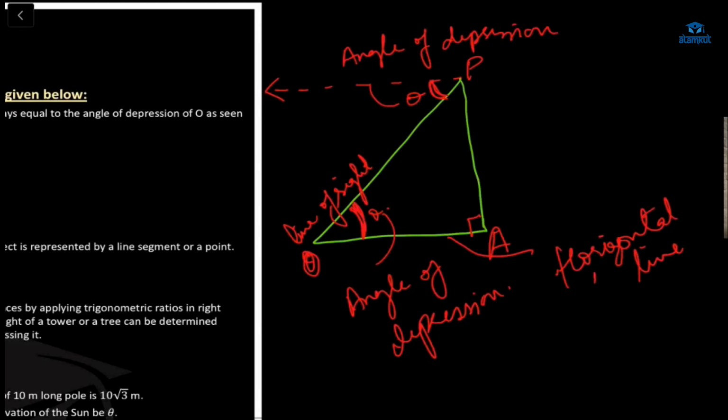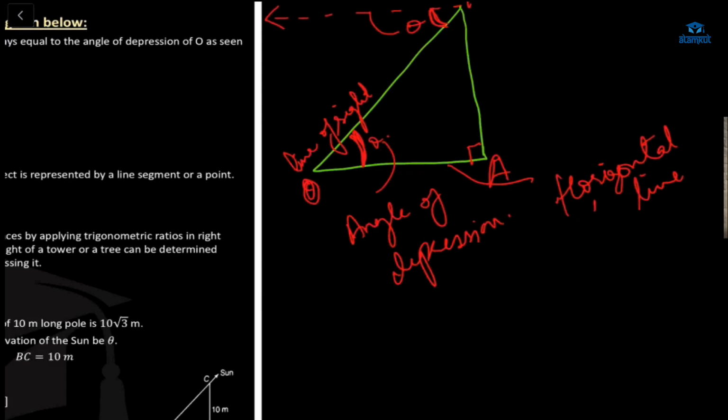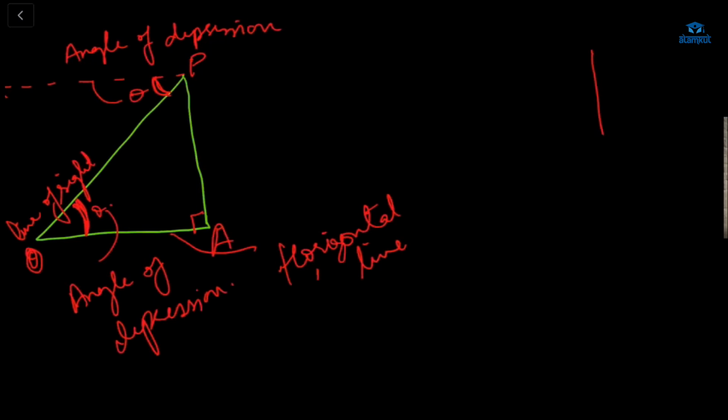The angle of elevation and depression are always acute angles. Remember that, because if you are measuring a tower from the horizontal, you are going to watch upward or downward. This will be 90 degrees only, because the object will always be perpendicular. So the other two angles will always be acute. So the angle of elevation or depression will always be an acute angle.